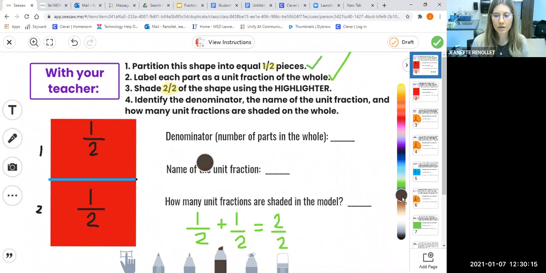Whoa, that did not work. And now I'm going to shade 1/2. I have now shaded 1/2 of my whole. The problem asks me to shade 2 halves. So now I need to shade the other side.